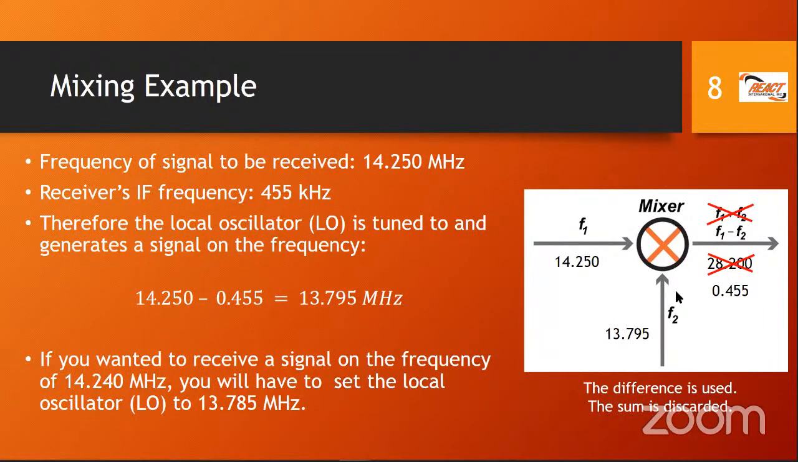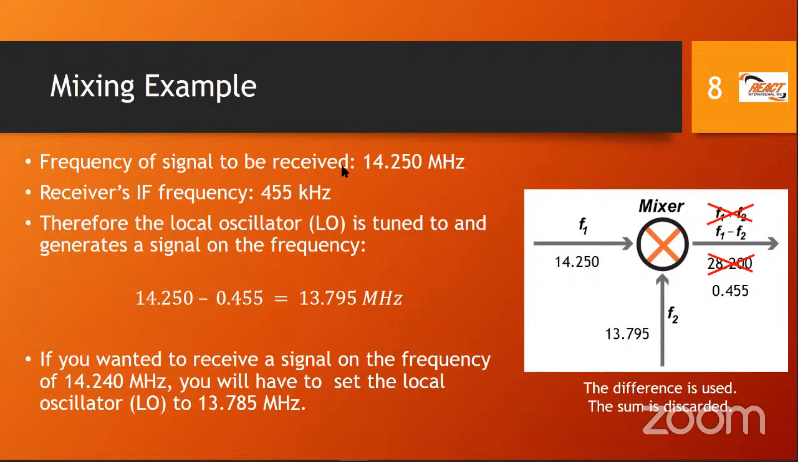Now notice that we have some little formula here. We have frequency one, frequency two, and the mixer takes them and outputs two frequencies. Remember we said it does the sum and the difference. We have frequency one plus frequency two, then frequency one minus frequency two. But we have discarded the sum and we are only interested in the difference, the frequencies when we subtract. And when we subtract these two frequencies, we get 0.455 megahertz or 455 kilohertz. This is what we want to make sure we get.